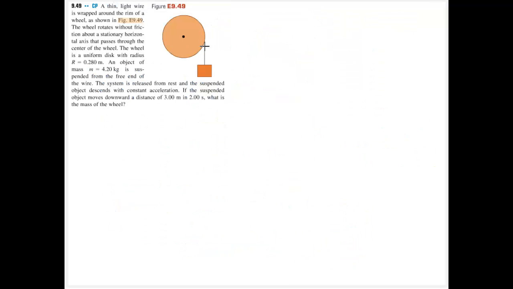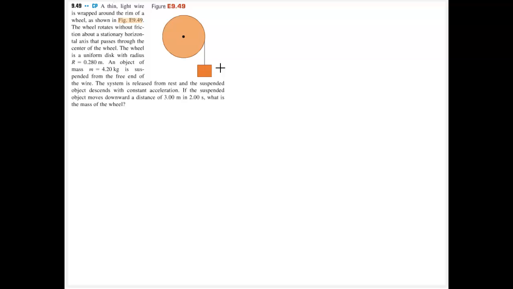Okay, this problem may look a little more complicated, or may look fairly complicated, but if we break it up into pieces, it's not too awful hard. First, we'll use kinematics to solve for the velocity of the block after 2 seconds, and then we'll relate that to the rotational angular velocity of the wheel, and then use work energy to solve for the moment of inertia and hence the mass of the block.